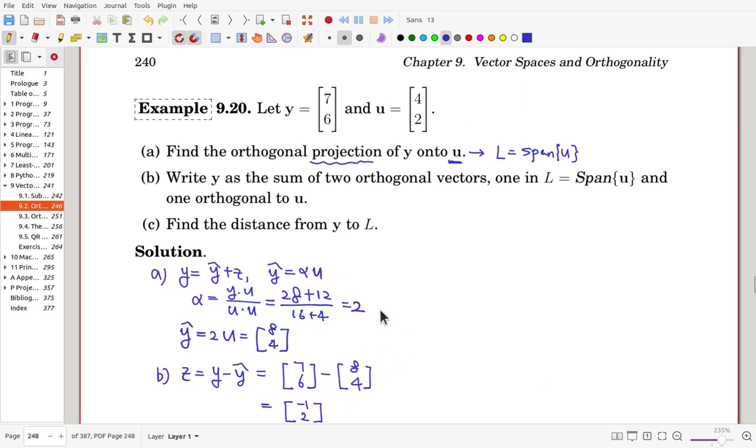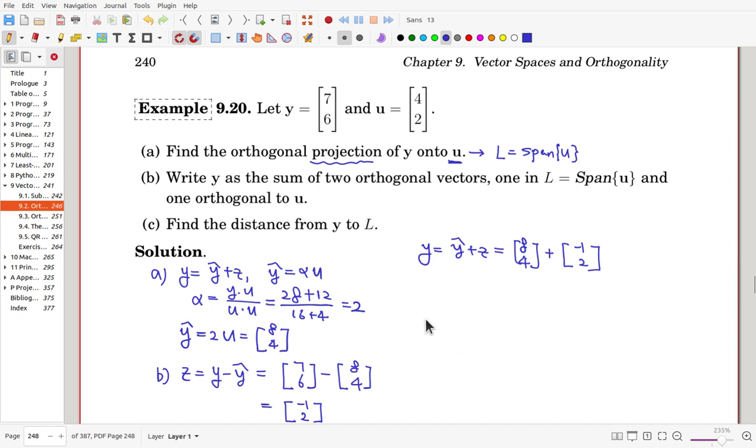Right? So if we try to write it once more, then we can write in this way. Y is now y hat plus Z. Now y hat is (8, 4), and Z is now (-1, 2). So you can easily see that the addition gives 6 and now 7, right? And also, you can see the dot product of these two vectors will be 0 - 8 + 8, so it is 0, right? So everything is satisfied. Now, find the distance from Y to L, okay?